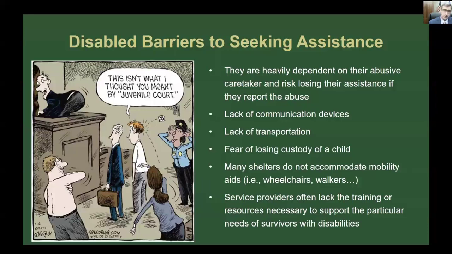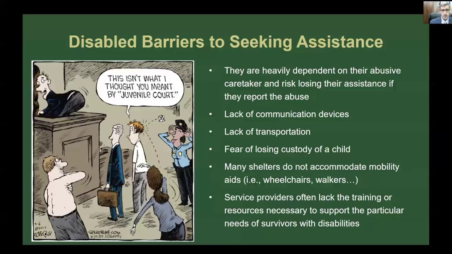They may lack communication ability or lack communication devices, lack the ability to have transportation. Fear of losing custody of a child. Many times disabled individuals may not feel like they are going to be able to convince the court that they can take care of the child if they don't have that support system there. And that support system, again, may be the abuser. So oftentimes that'll be a concern of theirs, and they feel stuck in the relationship because they feel like if they leave, they may lose their kids or lose custody of their children.